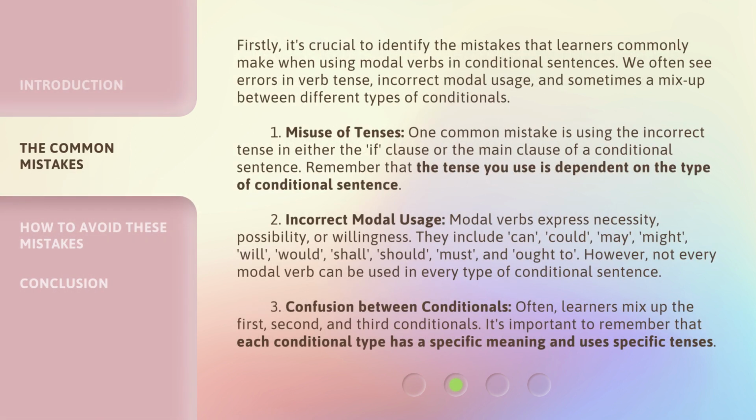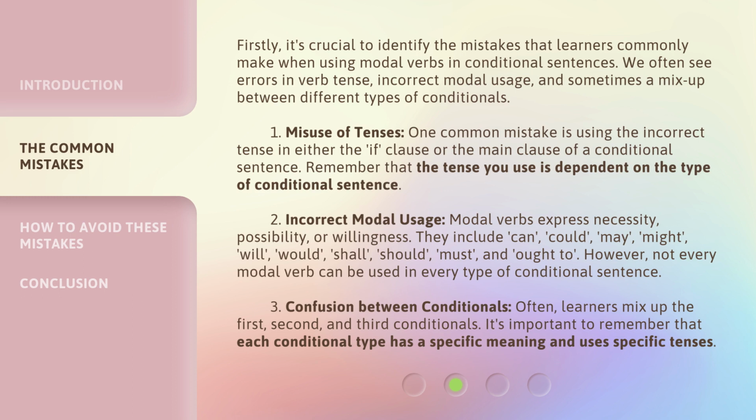Firstly, it's crucial to identify the mistakes that learners commonly make when using modal verbs in conditional sentences. We often see errors in verb tense, incorrect modal usage, and sometimes a mix-up between different types of conditionals. 1. Misuse of tenses. One common mistake is using the incorrect tense in either the if clause or the main clause of a conditional sentence. Remember that the tense you use is dependent on the type of conditional sentence.